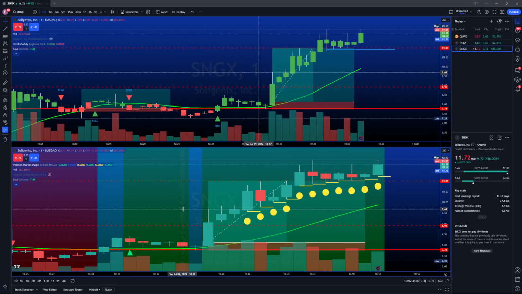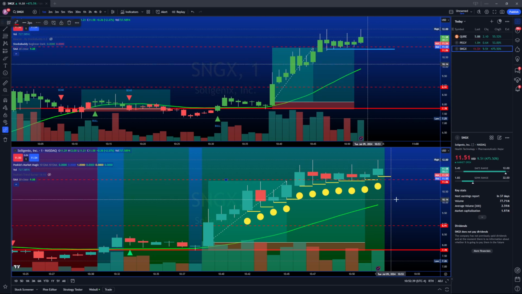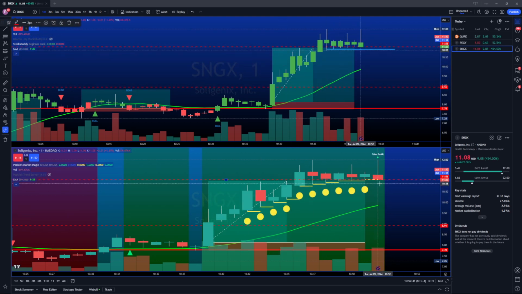And then after that point, I've got 25% of my shares left. Oh, let's move that up. Got 25% of my shares left. So then I'm going to look for things like 5 candle series, like right here.